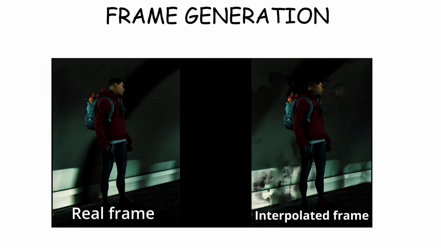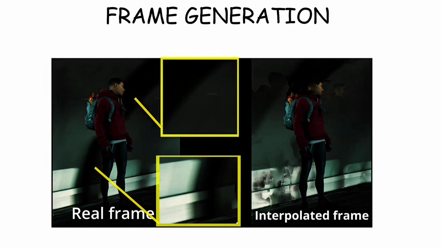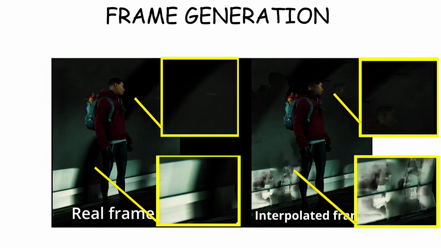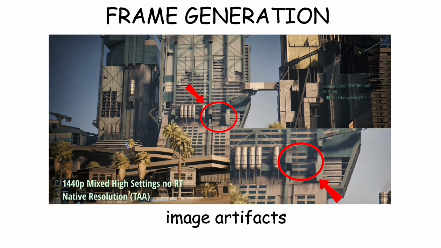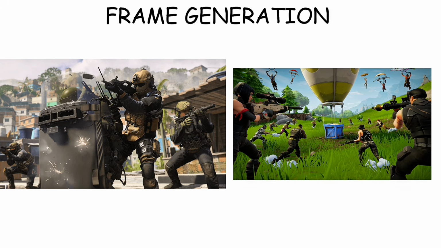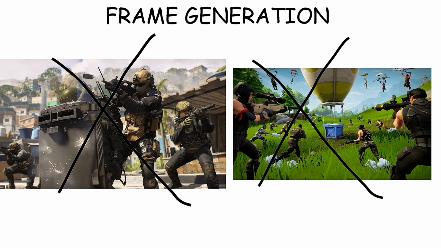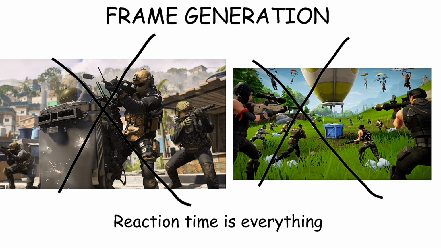To better understand this, let's compare these two images. Because the AI is literally inventing an entire frame out of thin air, it doesn't always get the details right. This can lead to what we call image artifacts, which are small visual glitches where the screen looks distorted or wavy for a split second. As a result, frame generation is definitely not ideal for fast-paced competitive shooters where reaction time is everything.